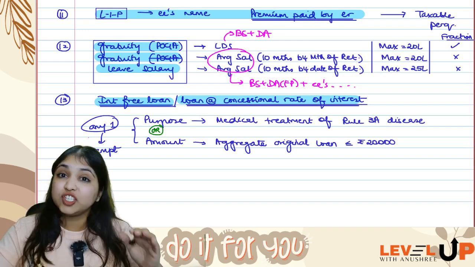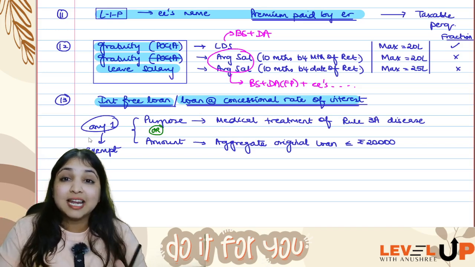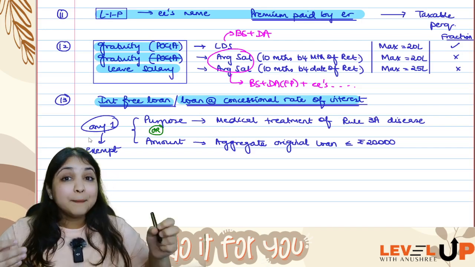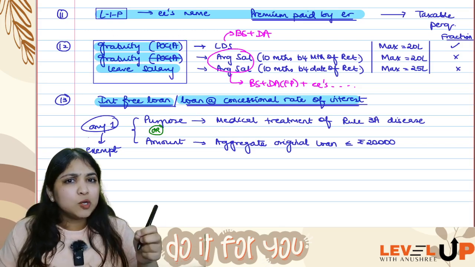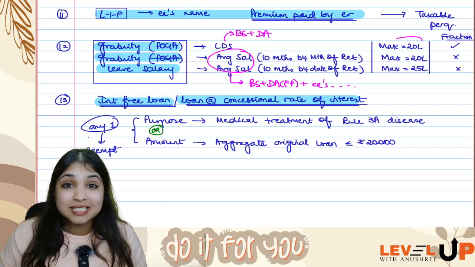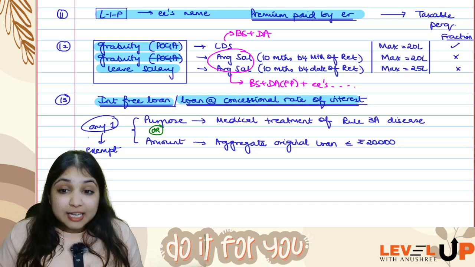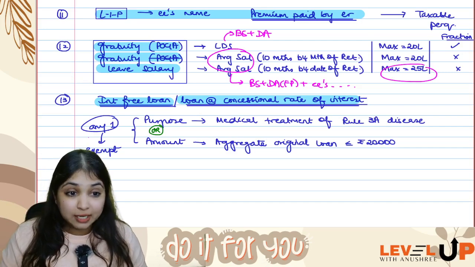Gratuity covered by POGA, last drawn salary. Gratuity not covered by POGA, average salary, 10 months before the month of retirement. Leave salary also average salary, but 10 months before the date of retirement. For gratuity, whether covered by POGA or not covered by POGA, the maximum exemption that you can enjoy in your entire lifetime is 20 lakhs. For leave salary, the maximum exemption that you can enjoy in your entire lifetime is 25 lakhs.